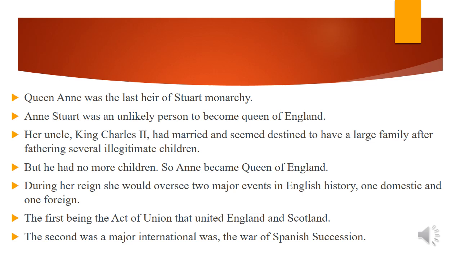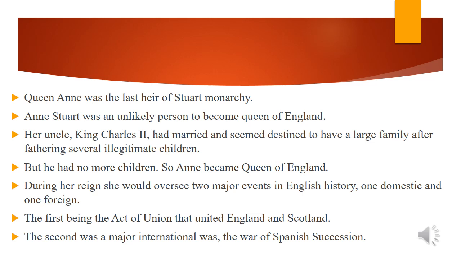Queen Anne was the last heir of the Stuart monarchy. Anne Stuart was an unlikely person to become Queen of England. Her uncle, King Charles II, had married and seemed destined to have a large family after fathering several illegitimate children. But he had no more children, so Anne became Queen of England.